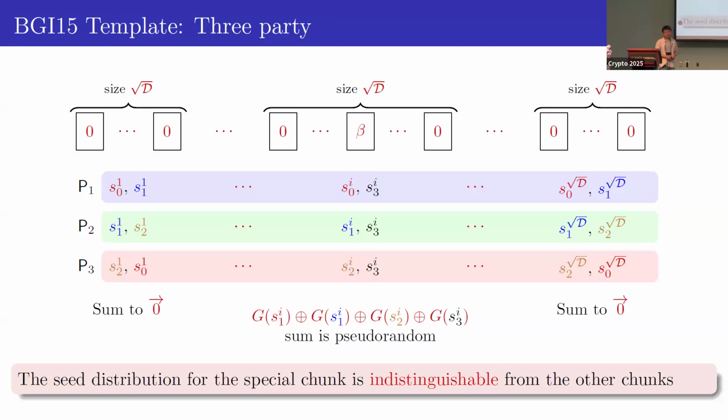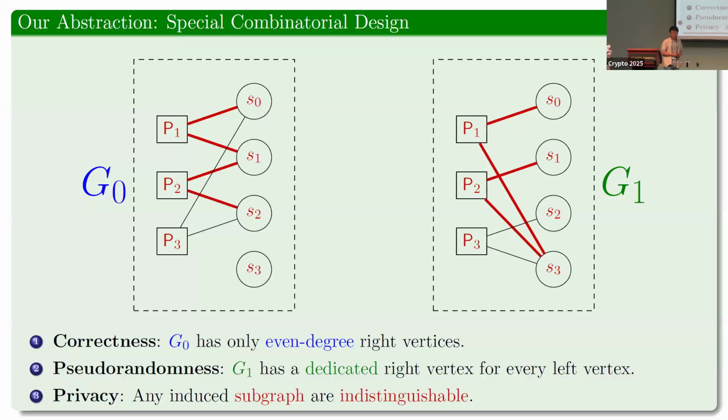The first thing we do in this work is to take their construction and introduce an abstraction that we call special combinatorial design. Essentially, we visualize this seed distribution process as a bipartite graph. In this bipartite graph, the left vertices are all the parties, and the right vertices are all the seeds. The edges define how you distribute the seeds to different parties. There are 2 different bipartite graphs, because you need one way to distribute the seeds for the non-special chunks and another for the special chunks. For this different mode of distributing seeds to work for the BGI template, we need these 2 bipartite graphs to satisfy 3 properties.